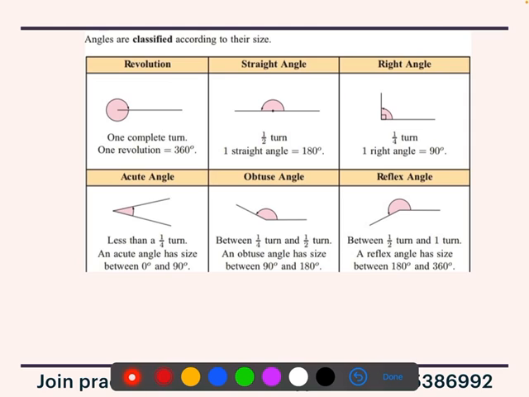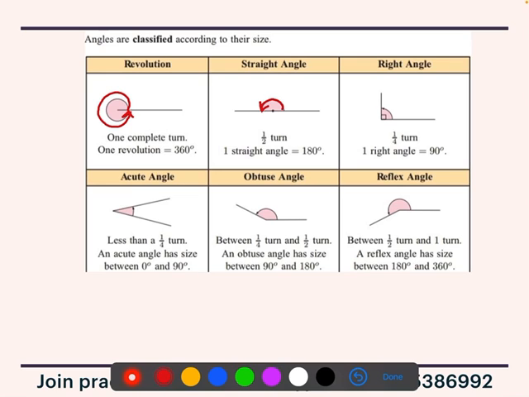Then the most important section comes in, that is the definition of the angles. So angles are classified according to their sizes. You can see that one revolution leads to the angle formation of 360 degree. So a complete angle it is called, it starts from here, ends over here, it all sums up to 360 degree.